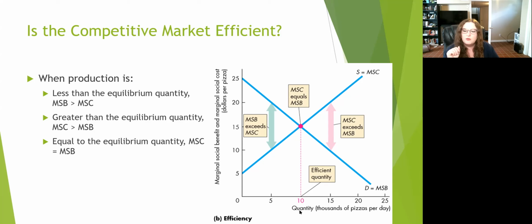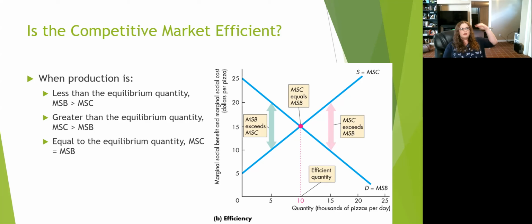Now, what if we're on the other side? We see that we are at efficient amount of pizza at 10, but what if we're at 15? Well, let's trace up from the quantity of 15. We go up and we see the demand is at 10. People are willing to pay $10 for the 15,000th pizza. If we keep going up, we see that the supply curve is at $20. So it's going to cost $20 to make the 15,000 pizzas.